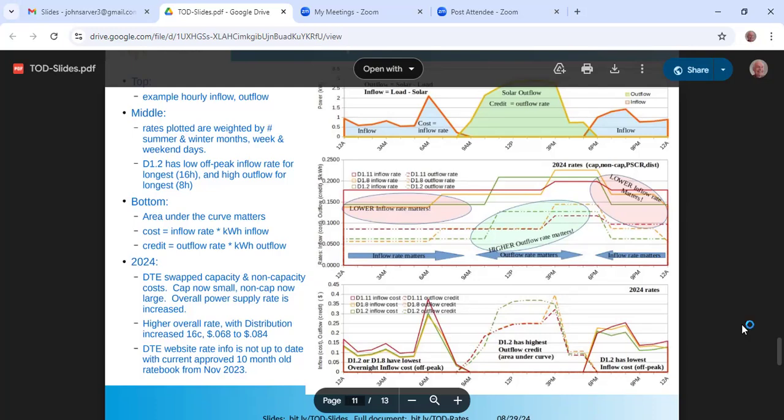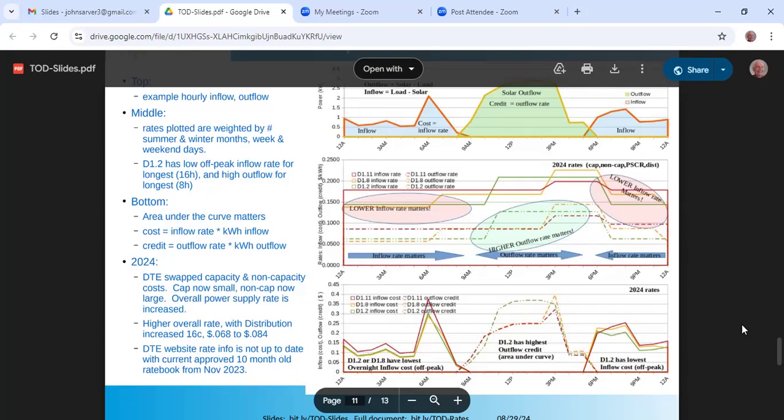So you could look at this middle plot and say, all right, which one has the lowest inflow rate when it matters? Which one has the highest outflow rate when it matters? And that's D1.2. If you go to the next level of detail, you could say for a theoretical, hypothetical inflow and outflow that you might have for a given day, that's the top plot. Multiply that number of kilowatts in each hour times the rate in cents per kilowatt hour or dollars per kilowatt hour, and you get the plot at the bottom.